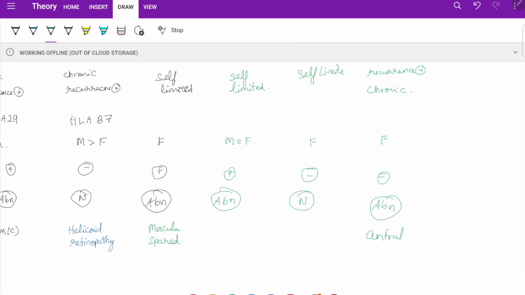Central vision is spared. So the macula is spared in multiple evanescent white dot syndrome. Multiple evanescent white dot syndrome, your macula is spared. Central vision is spared in AZOOR. What is AZOOR? Acute zonal occult outer retinopathy. Okay, is it clear?